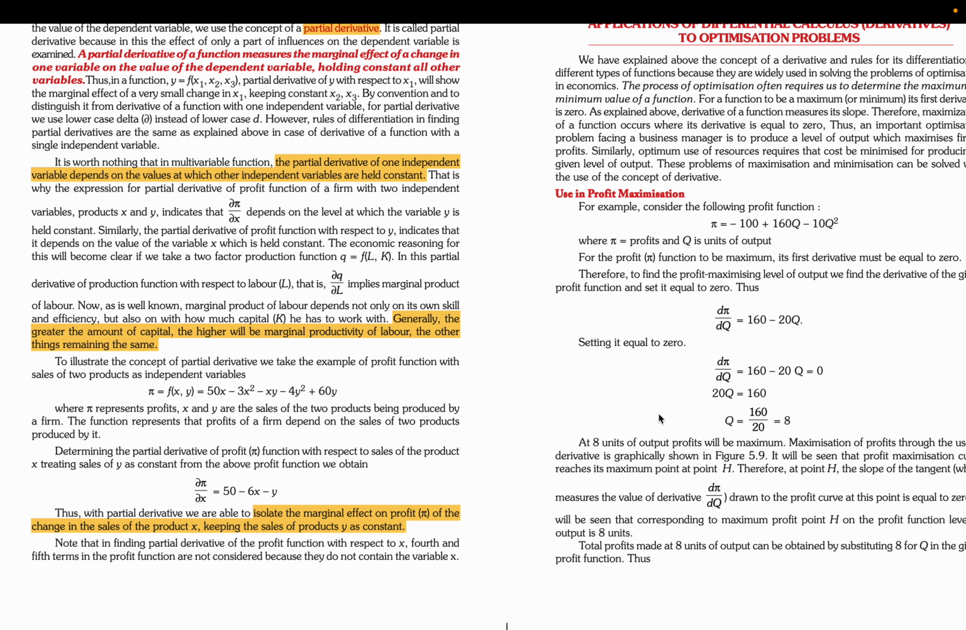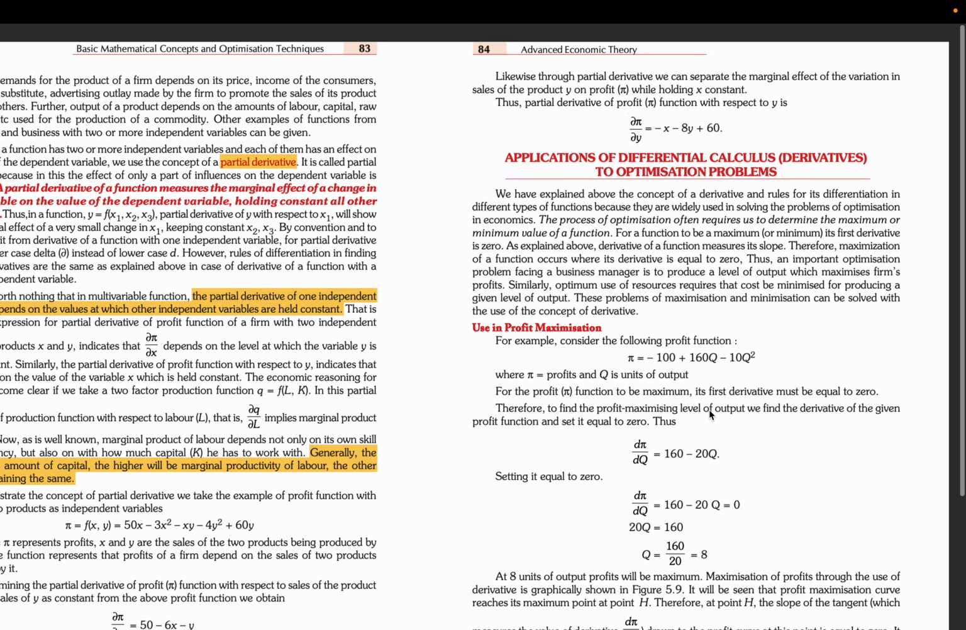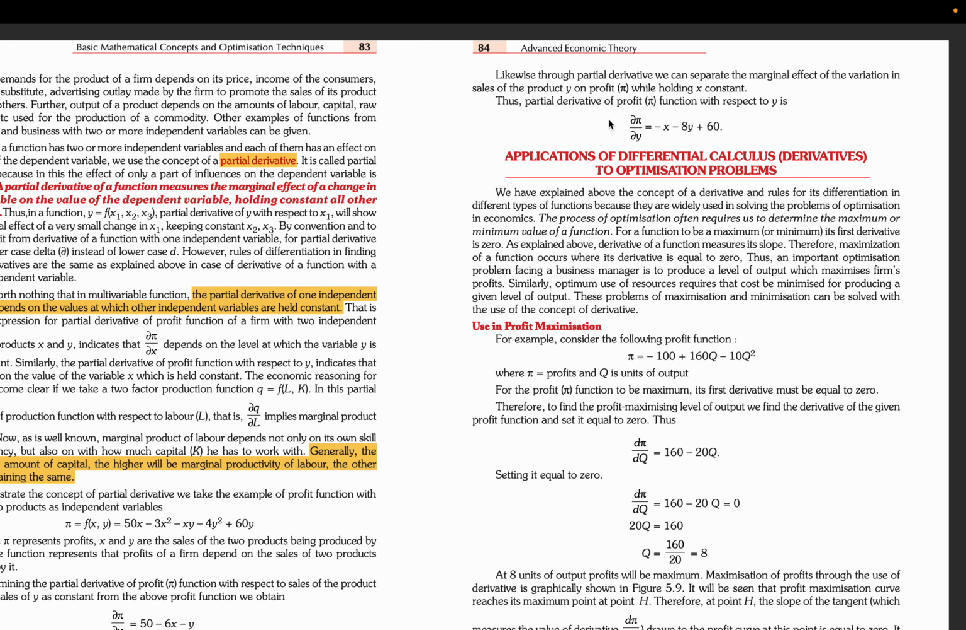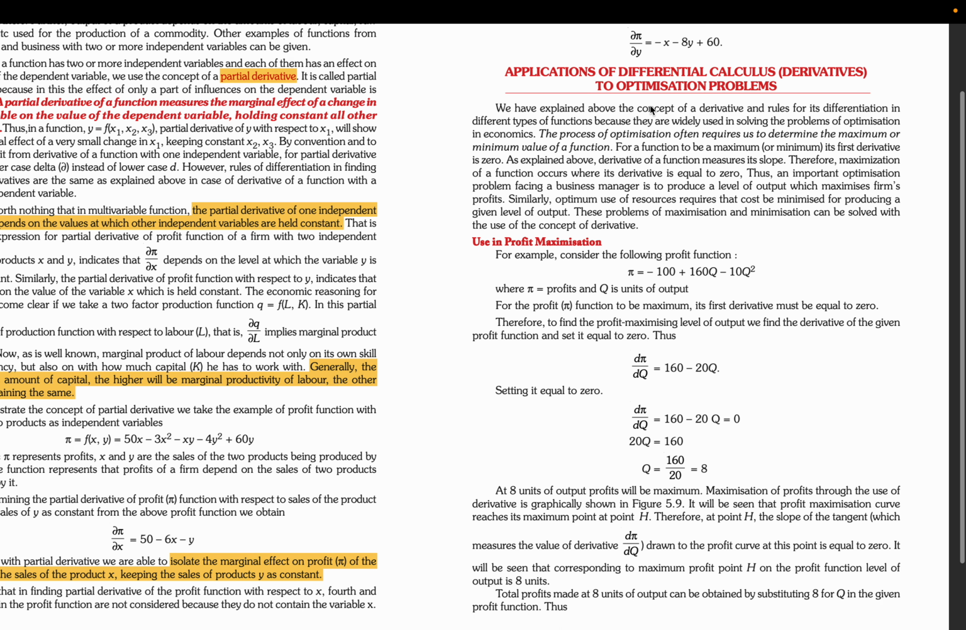Note that in finding the partial derivative of the profit function with respect to x, the fourth and fifth terms of the profit function are not considered because they do not contain the variable x, so they're basically constants. Likewise, through partial derivatives, we can separate the marginal effect on profit of variation in the sales of y while holding x constant. This is what you're going to get.